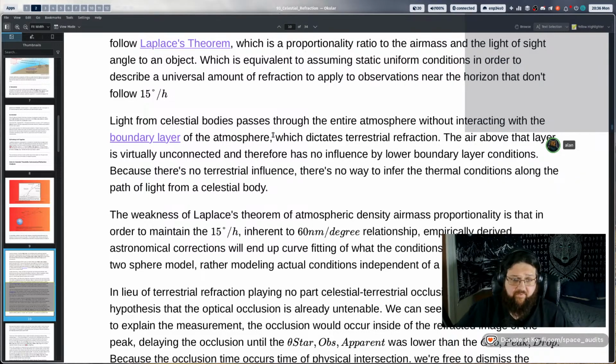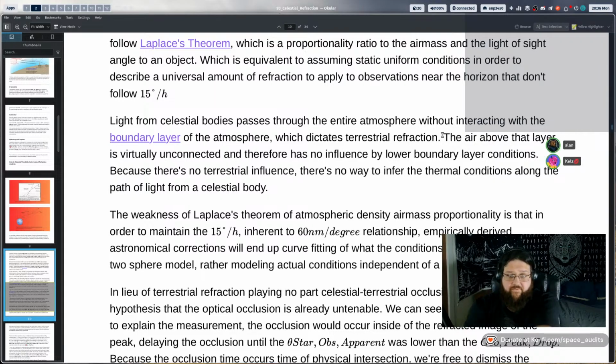But as you get further away from that boundary layer, it's basically physically disconnected from the layers above that, which would be where the astronomical refraction comes into play due to the path of light coming from above. So it actually doesn't interact with any of the temperature or pressure changes that are occurring in the boundary layer.